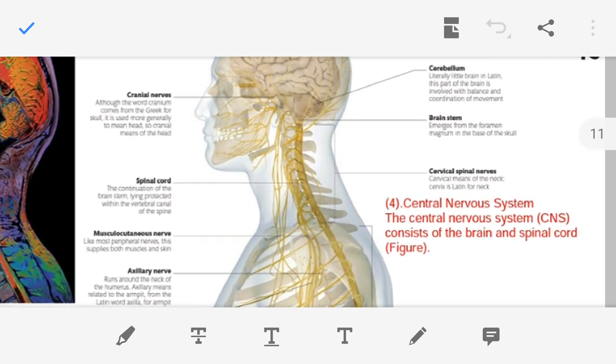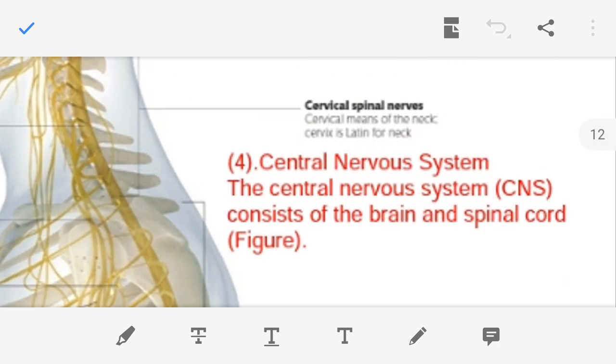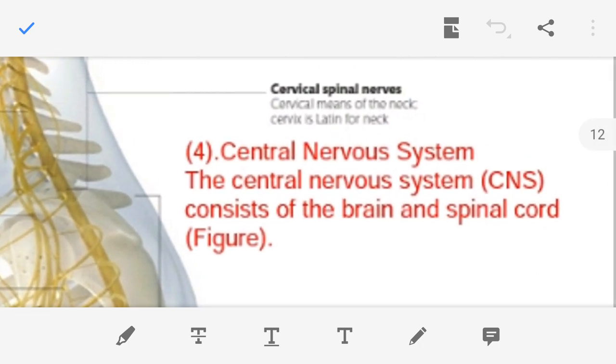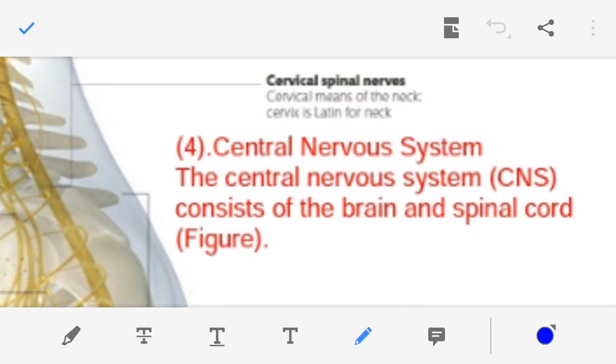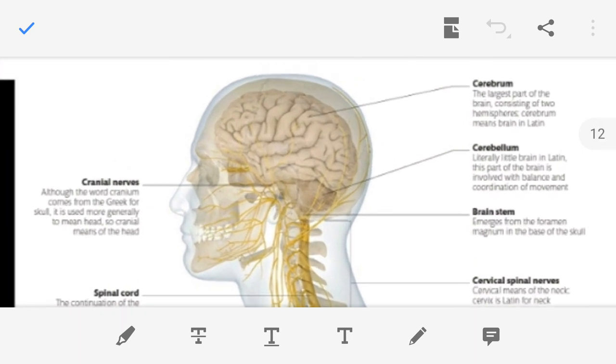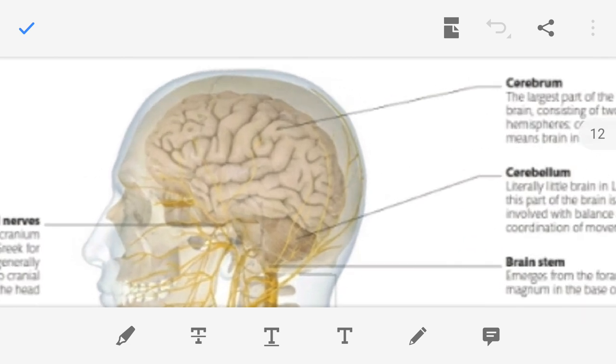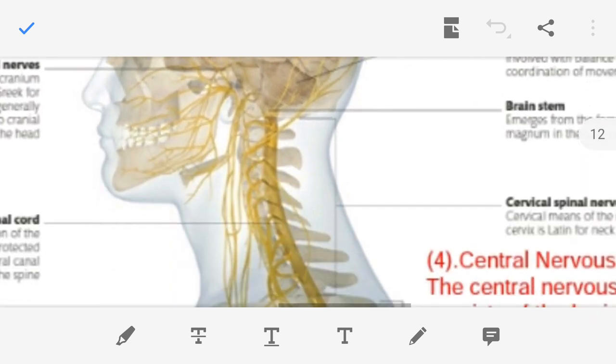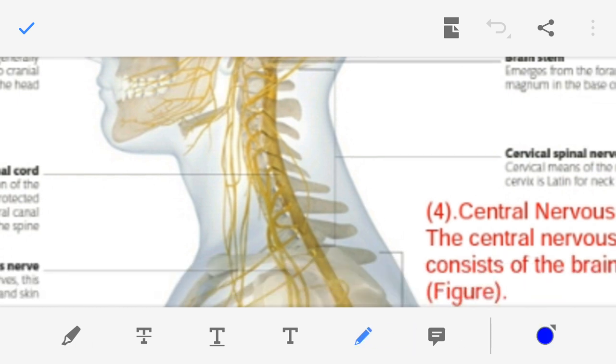Now the fourth point, what is CNS? The full form of CNS is the central nervous system, and the central nervous system consists of the brain and spinal cord. So the CNS is made up of the brain and spinal cord. Here in the figure you can see this is the brain, and this one is the spinal cord.